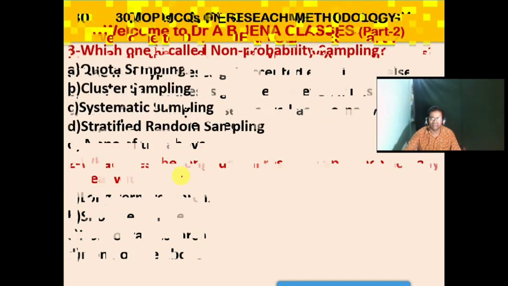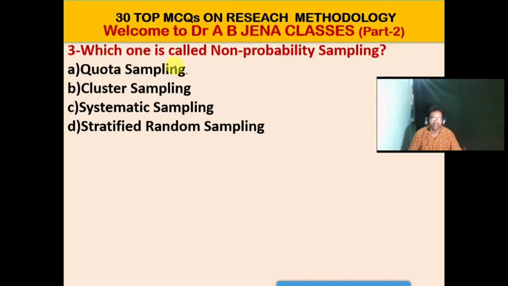So A is the right option for this MCQ. Next MCQ: which one is called non-probability sampling? Friends, probability sampling and non-probability sampling we will discuss separately in a separate video. A, quota sampling. B, causal sampling. C, systematic sampling. D, stratified random sampling. Friends, A is the right option for this MCQ. Quota sampling is called non-probability sampling.